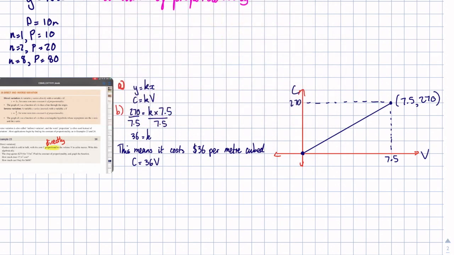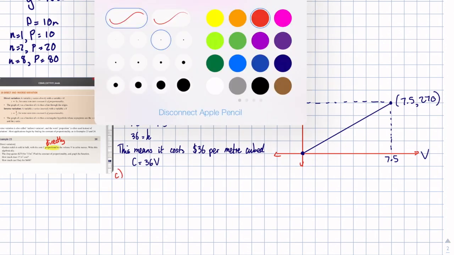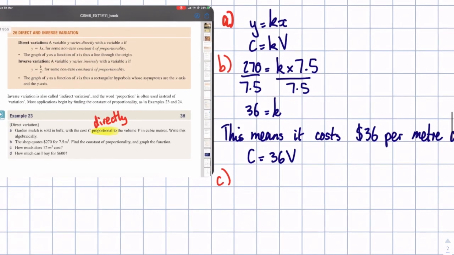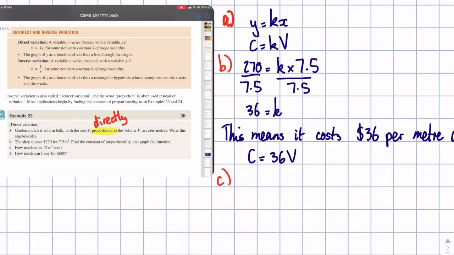Question C says, how much does 12 metres cubed cost? I'll zoom in for you. How much does 12 metres cubed cost? Well, V is 12 because metres cubed is volume. So C equals 36 times 12. The 36 doesn't change for this question as soon as you find it, and you'll usually find it at the start of these questions. You'll use it again, 36 times 12. So C equals $600.